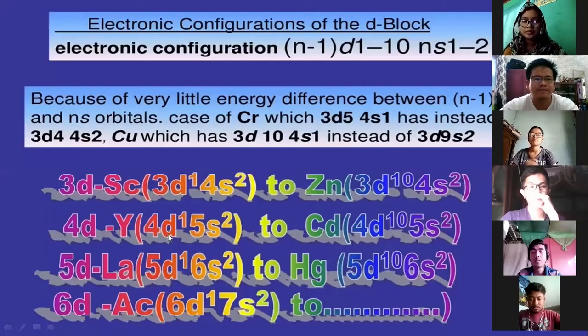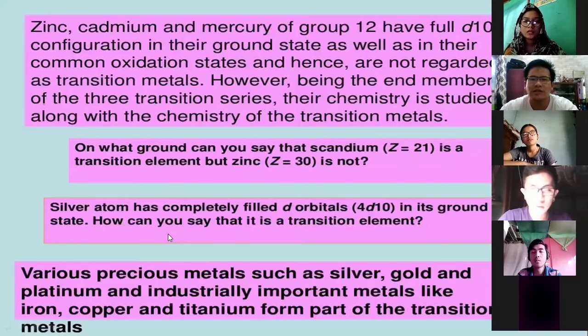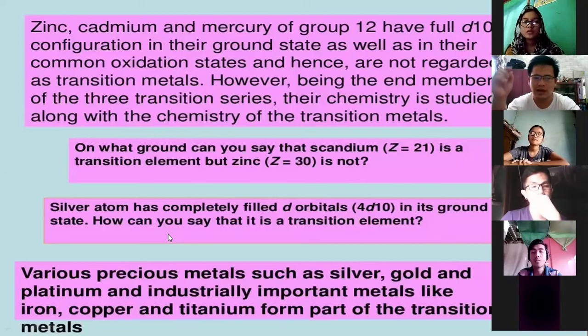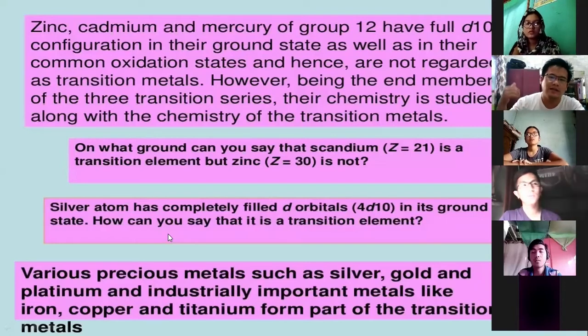Don't forget. The next point is that zinc, cadmium, and mercury of group 12 have full d10 configuration. They belong to the same group. Zinc belongs to the 3d series, cadmium to the 4d, and mercury to the 5d. So zinc, cadmium and mercury belong to the 4th series, 5th series and 6th series, and this electronic configuration is completely filled.